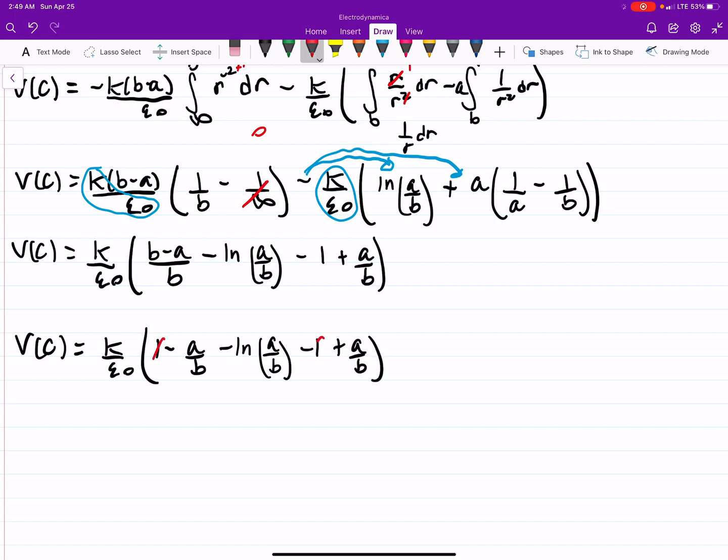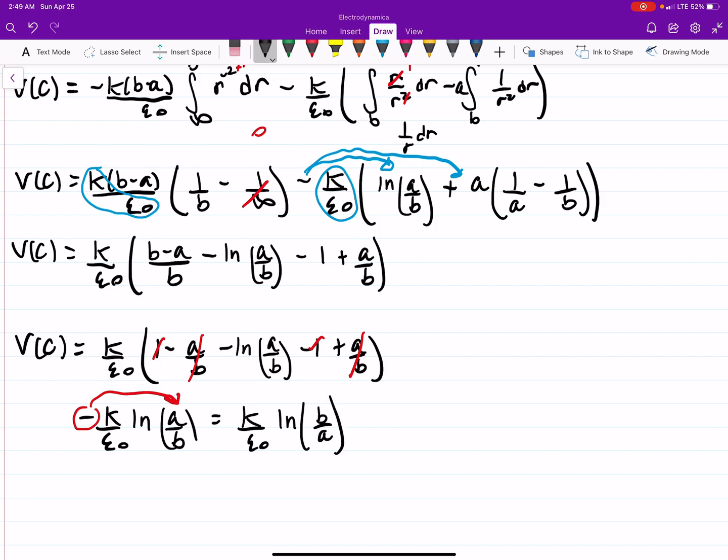And we can see the 1's drop, a over b's drop, and we get minus k over epsilon naught ln of a over b. And using our rules of exponents, I can get rid of this negative if I flip the denominators here. So I get k over epsilon naught times the natural log of b over a. And b over a are radii, so those are going to be positive. So this is the potential at the center.